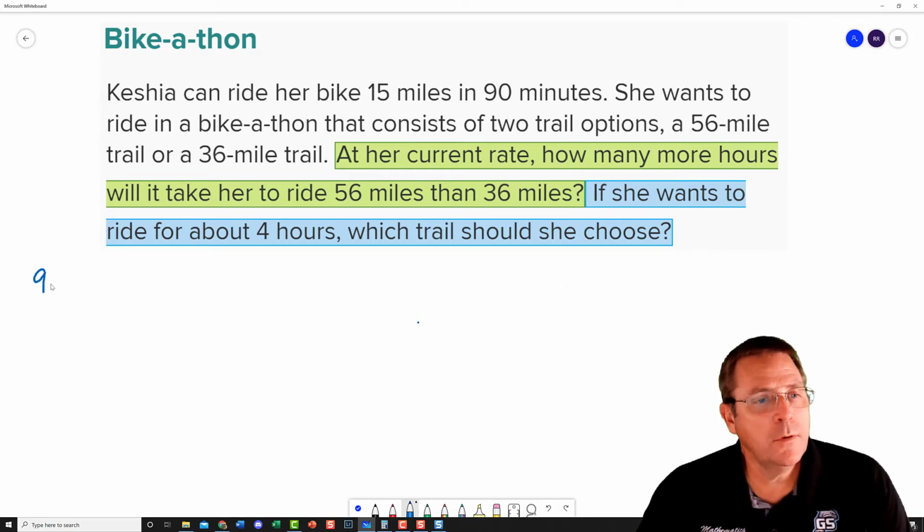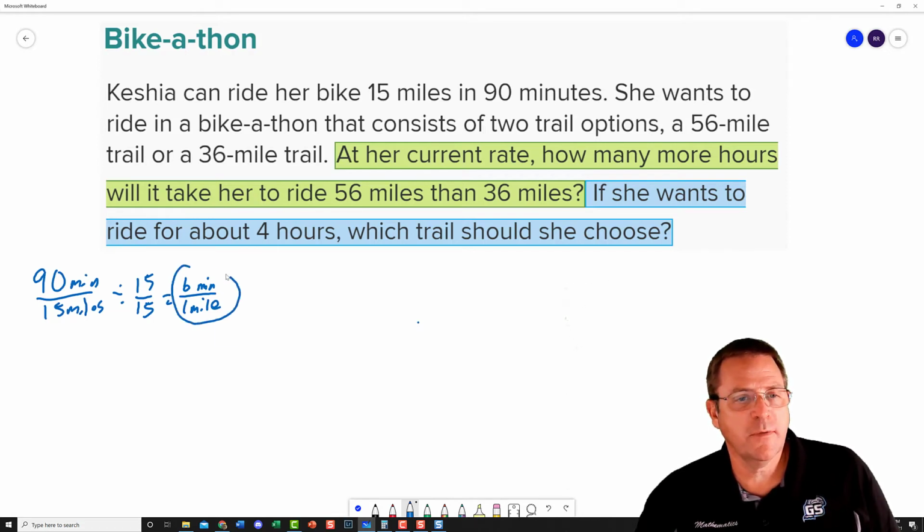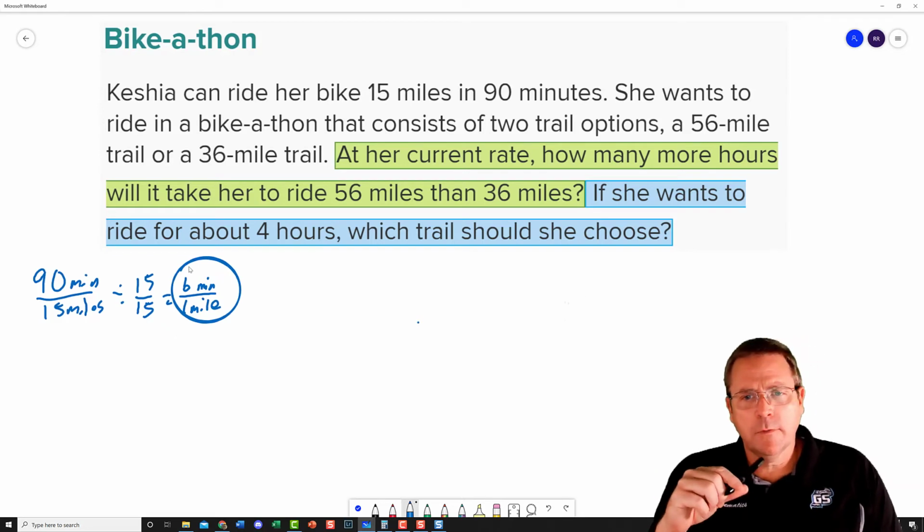First, I know that we can go 90 minutes for 15 miles. That means if I divide it by 15 over 15, that would mean that 1 mile would take me, so let's see here, I believe that would be 6 minutes. 6 times 15 is 90, yep, so 1 mile is going to be 6 minutes. And I'm going to circle that, not because it's the answer, but it is an important sub-answer.